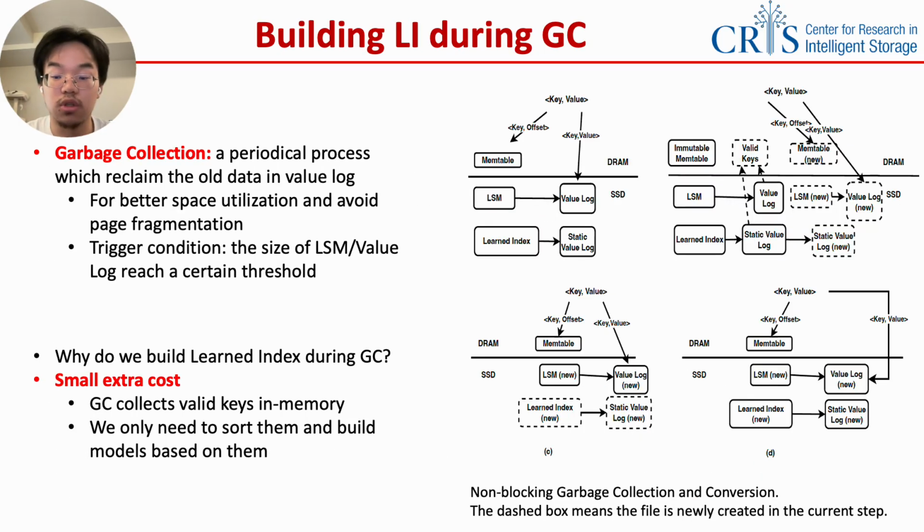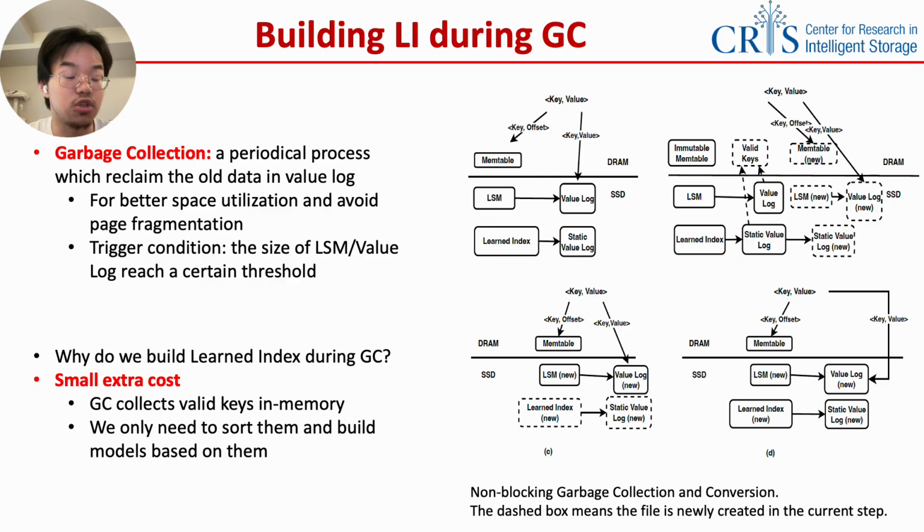So here comes the second part of our design, which is building the learned index during garbage collection. As we just mentioned, garbage collection is a periodical process which reclaims the old duplicated keys in the value log. It is for better space utilization and can avoid page fragmentation. And why do we want to build the learned index during garbage collection? It is because it would incur the smallest extra cost.